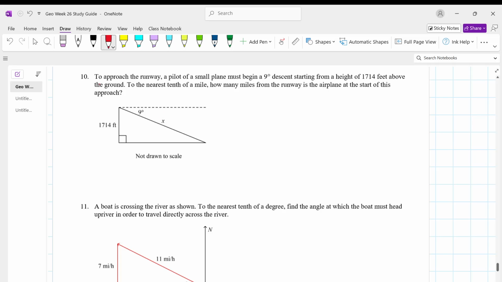All right, we got 2 problems left here. To approach problem number 10, to approach the runway, a pilot of a small plane must begin a 9% descent starting from a height of 1714 above the ground. So they're saying that the plane is right here. How many miles to the nearest tenth of a mile? How many miles from the runway is the plane at the start of this approach? So this is the runway right here.